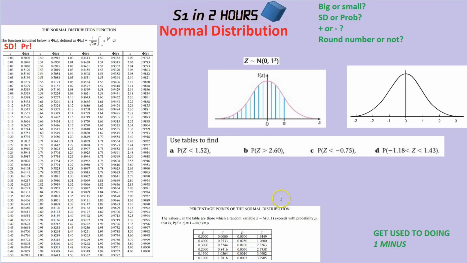So in a normal distribution question, you will always need to check the back, and you'll see these two charts here and here, and we're going to need to know them. But first, what is a normal distribution very quickly?